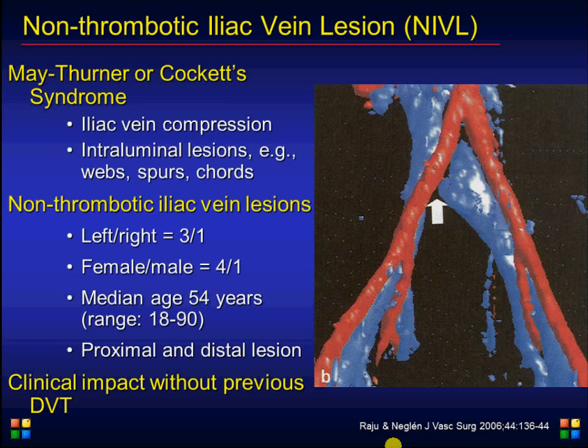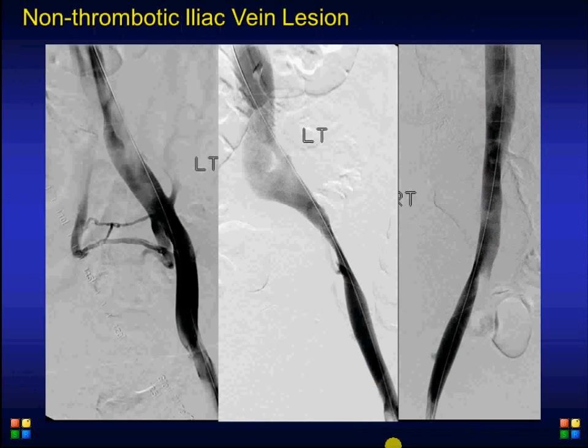And also remember that these patients are not only young women with problems with the left lower extremity. They can be on the right side, they can be male, they can be older, and they can have not only a proximal classical lesion, but they can have lesions in these other positions too. So they can have a clinical impact without the previous DVT. And these are X-rays showing the left side and the right side, combinations of the lesions.